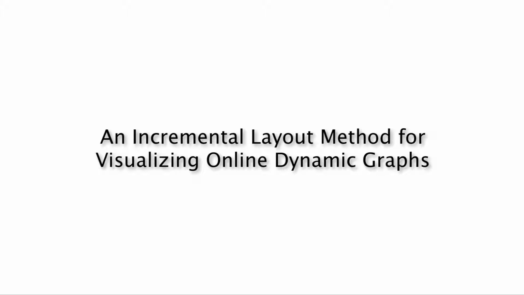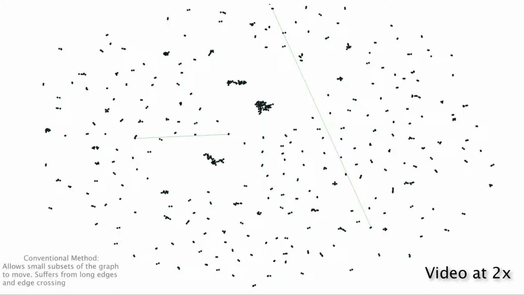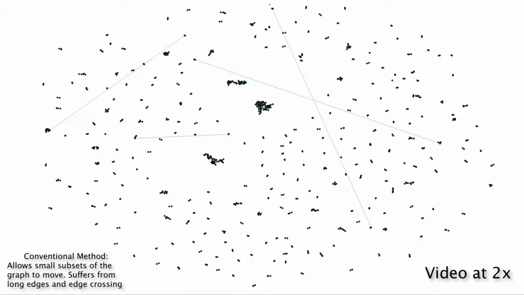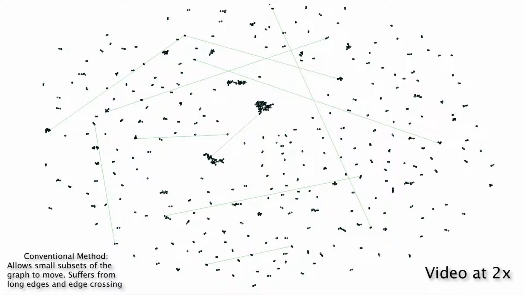We present an incremental layout method for visualizing online dynamic graphs. Online dynamic layouts visualize a series of graphs over time without future knowledge of the time steps. In order to speed up the process of laying out an online dynamic graph, a commonly employed approach is to anchor large portions of the graph and allow only a small subset of the graph to move.